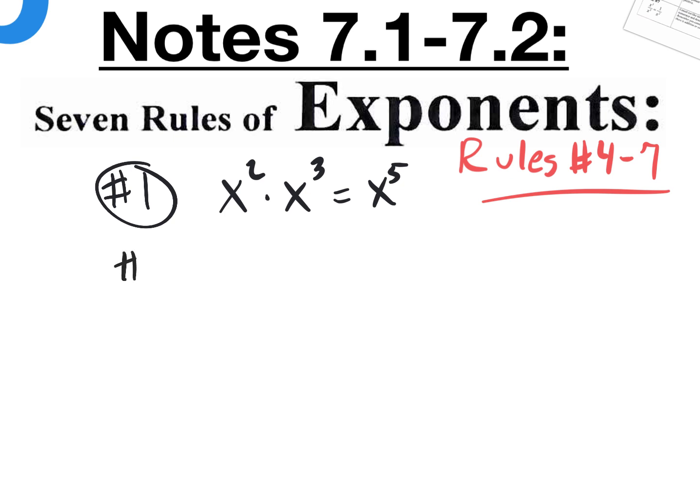Rule number two, in case you forgot from yesterday, when you have a power to a power, what do you do? Multiply. So x to the second, to the third, we end up with x to the sixth.